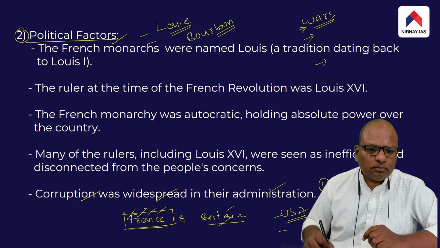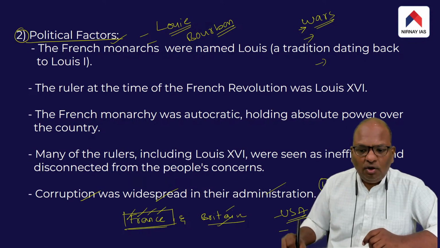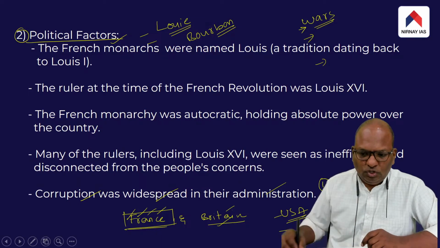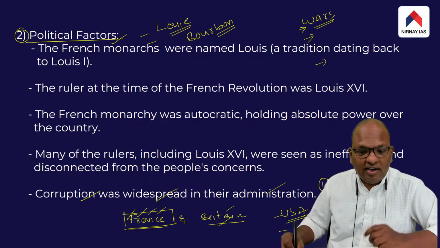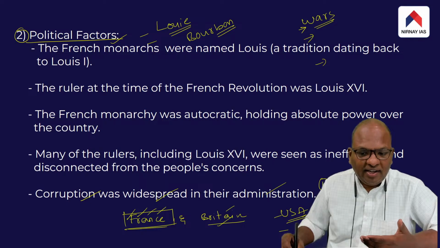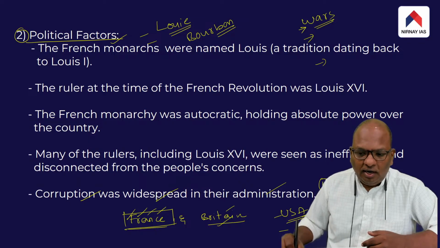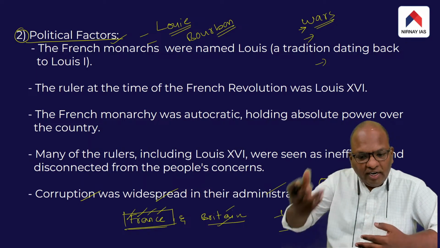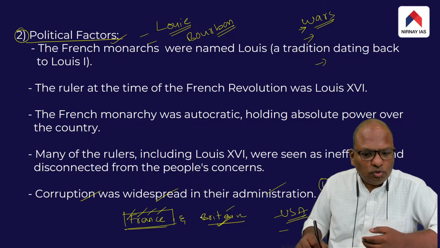Similarly, between 1775 to 1783, a war broke out in United States of America called the American War of Independence. Got my point? So basically, in 1775, the people of America themselves revolted against Britain. Like India, United States of America was also a British colony.